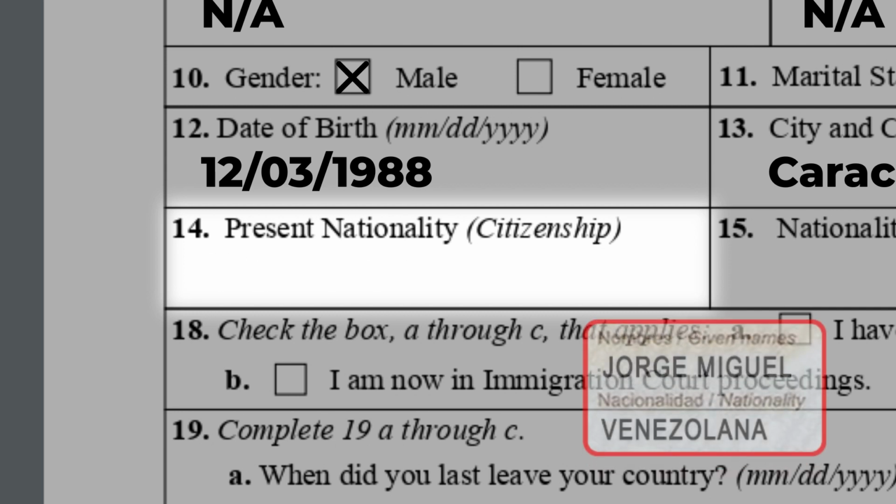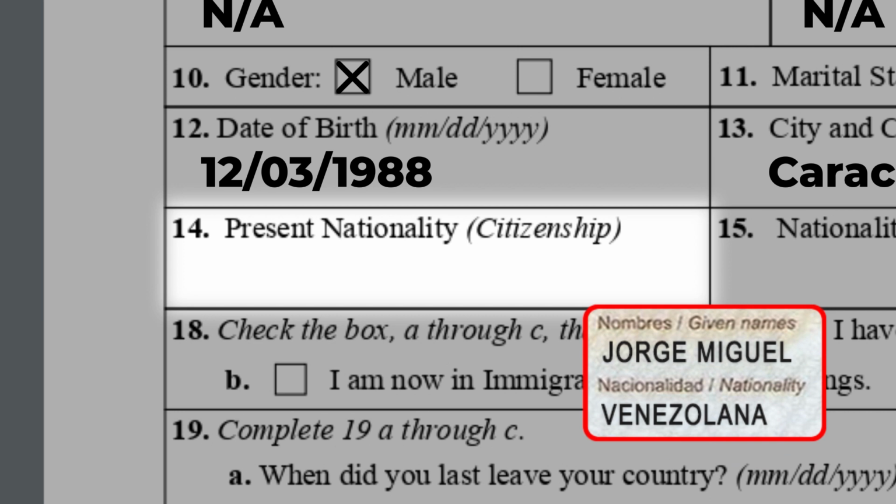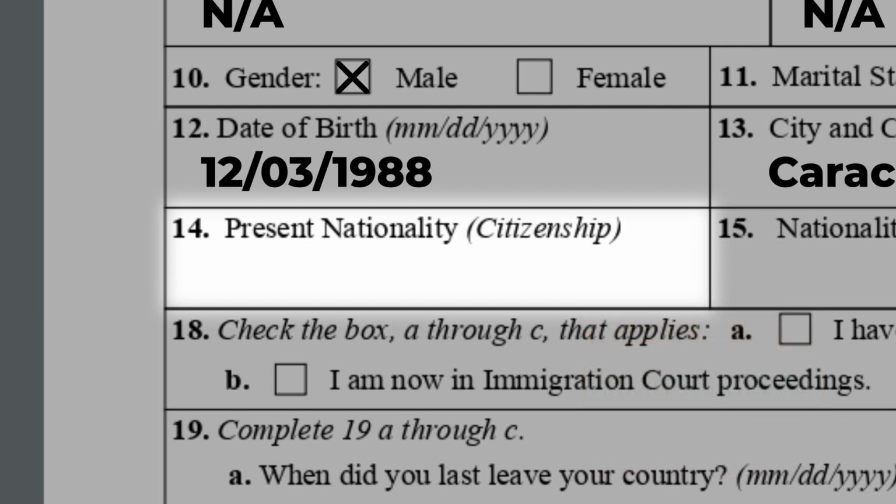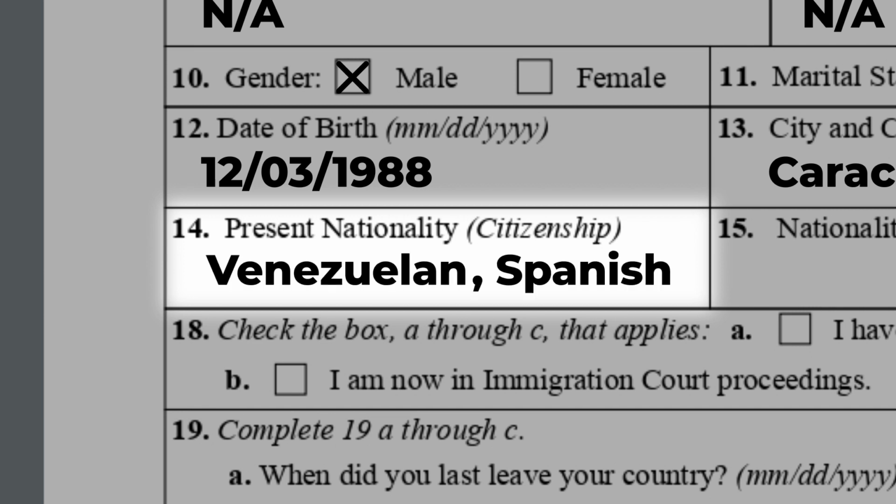Our example applicant, Jorge, is a citizen of Venezuela, right? But let's say he's also a citizen of Spain. So in this box for 14, he would put Venezuelan, Spanish. It's totally fine to state it as a noun rather than treating it as an adjective. So Venezuela and Spain would be fine.